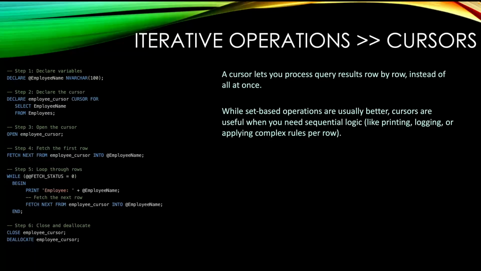Then we open our cursor. That's going to tell SQL, let's get to our first row. We say fetch next from the employee cursor into employee name, so we're inserting the name into there. So while our fetch status equals 0, that means while we're still fetching and haven't had an error or an end occur, we can print the employee name and then keep fetching the next one from the cursor.